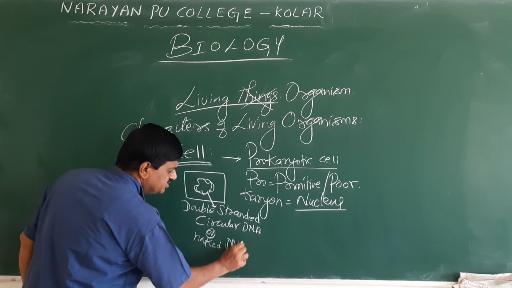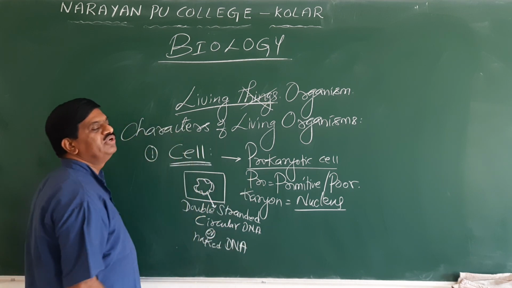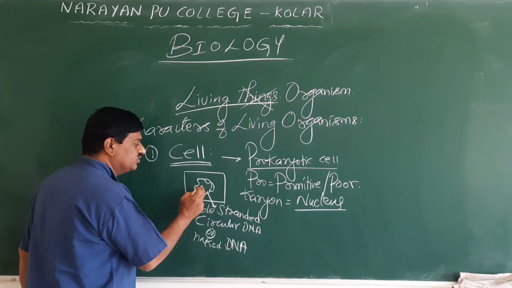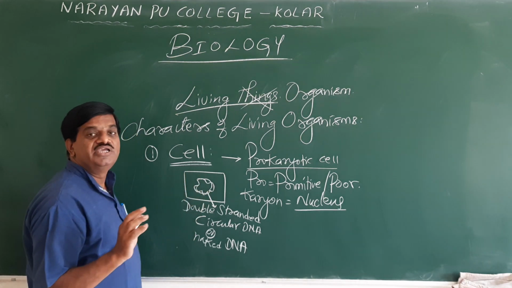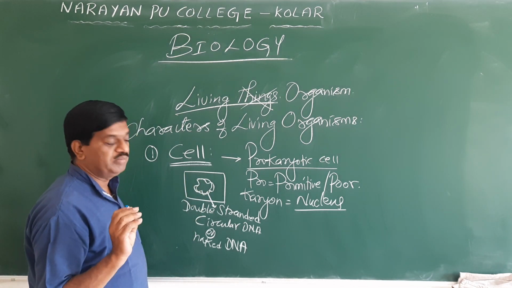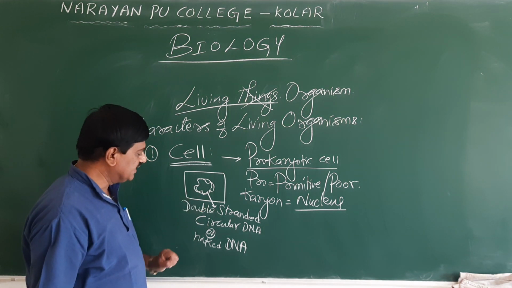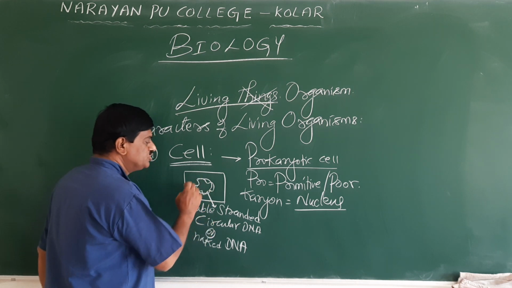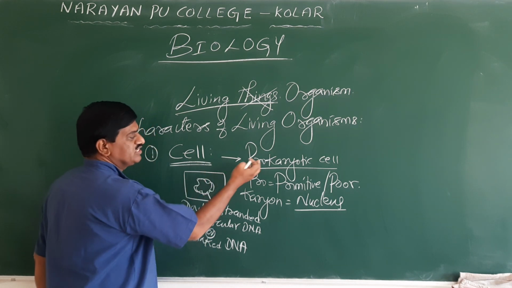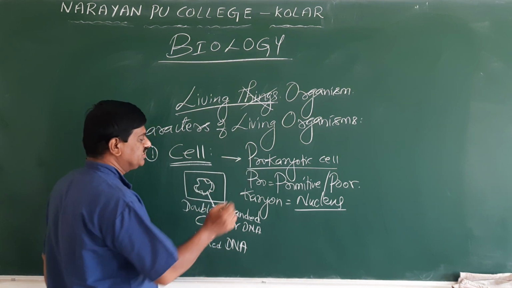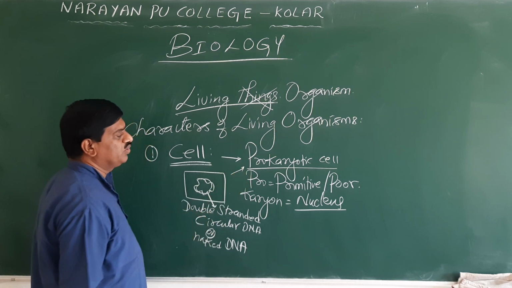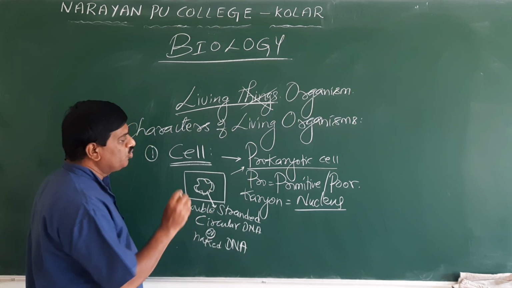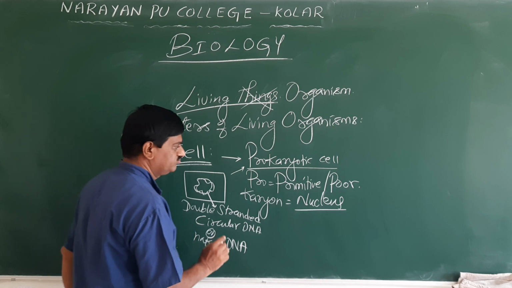Naked DNA is nothing but a primitive DNA. Why? Because here the genetic material is not covered by the nuclear membrane. Hence it is called naked, or double-stranded circular DNA. So this primitive nucleus comes under prokaryotic cell. Bacteria is one of the examples of a prokaryotic cell.